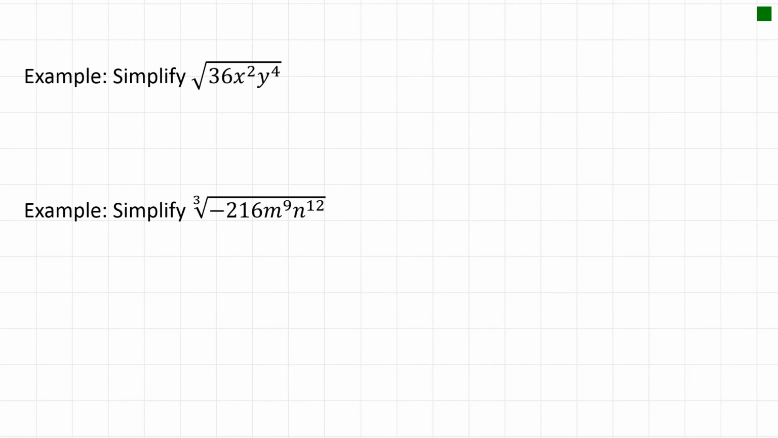If we have more than one variable, like in this example, simplify the square root of 36 x squared y to the fourth, it doesn't really change the process. We just try the same thing. This time I'm going to group a whole bunch of things together. 36 I could write as 6 squared, x squared I could write as just x squared, and y to the power of 4 I could write as y to the power of 2, squared. So really, 36 x squared y to the 4 is just 6x y squared, all of which is squared. Now my square root and that square cancel, leaving me with 6x y squared.